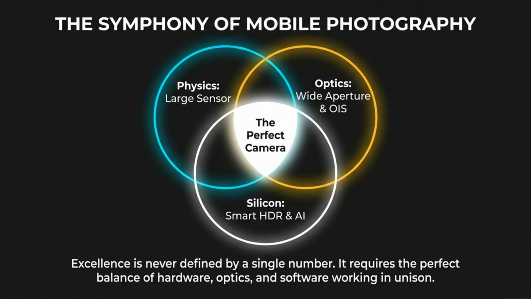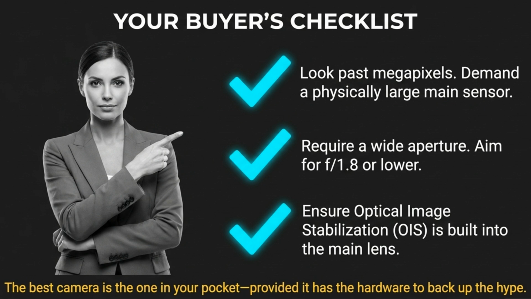The perfect camera is a symphony of mobile photography, balancing physics, optics, and silicon. Excellence is not defined by a single number, but by the perfect balance of hardware, optics, and software working in unison. Here is your buyer's checklist.